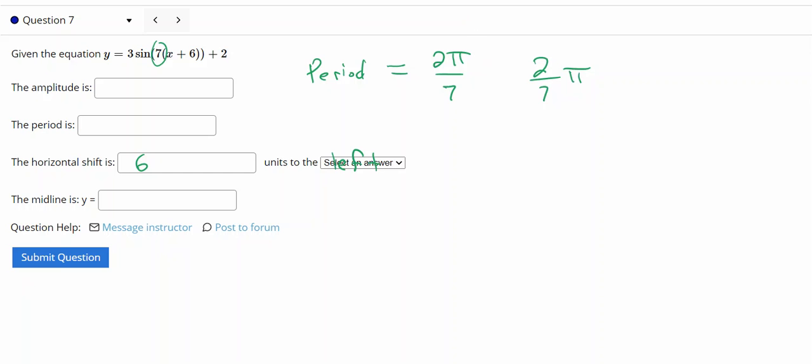And then I'll let you guys work on the amplitude and the midline. I think those are pretty straightforward.